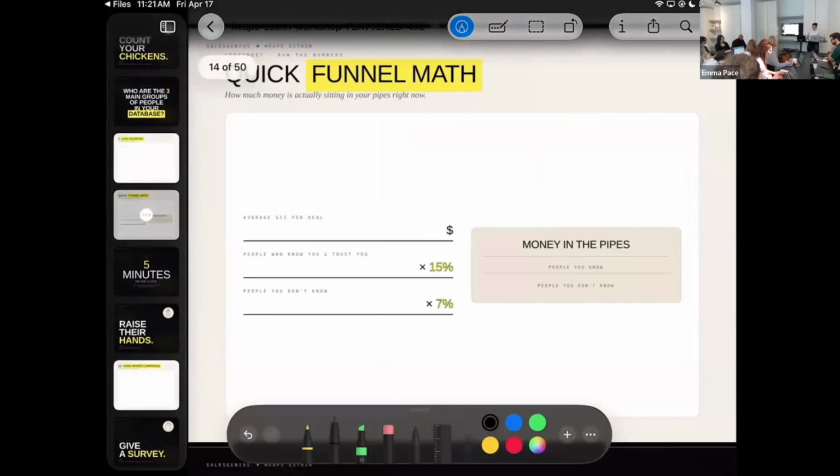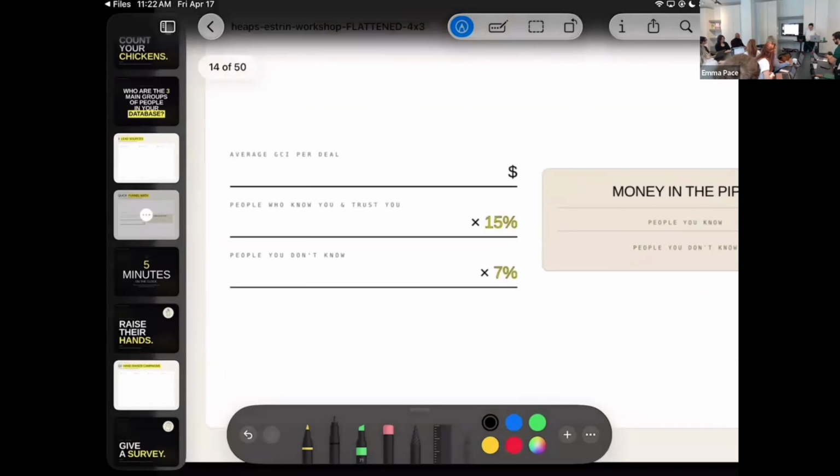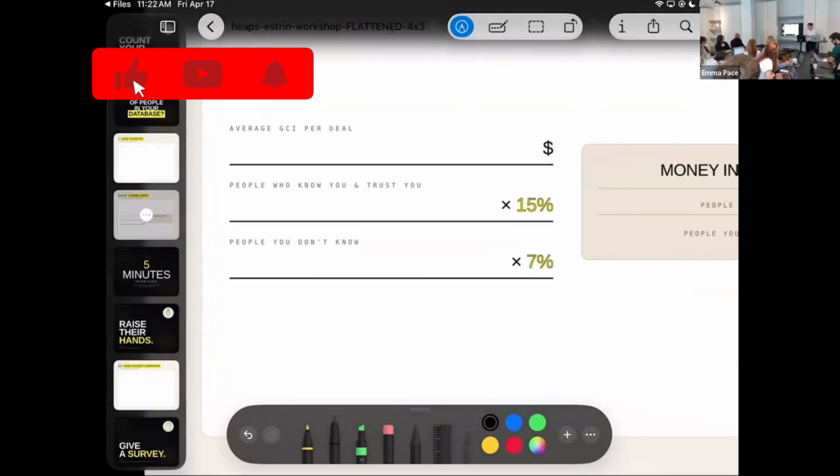So I just want you guys to do some quick funnel math because my goal today is to make sure that you guys get as much business as quickly as possible with the least amount of work, because that's kind of what we all want to do. Okay. So I want you guys to take those numbers and do this quick math.